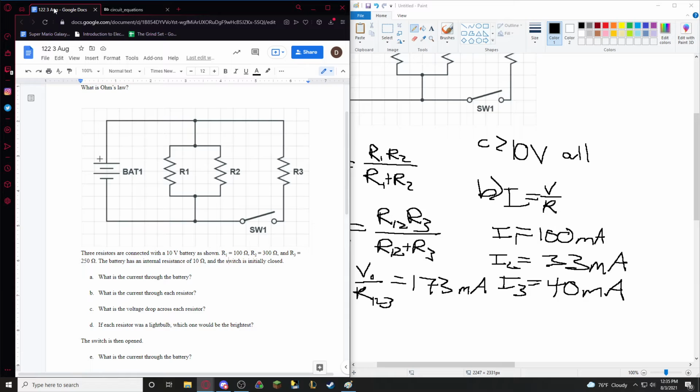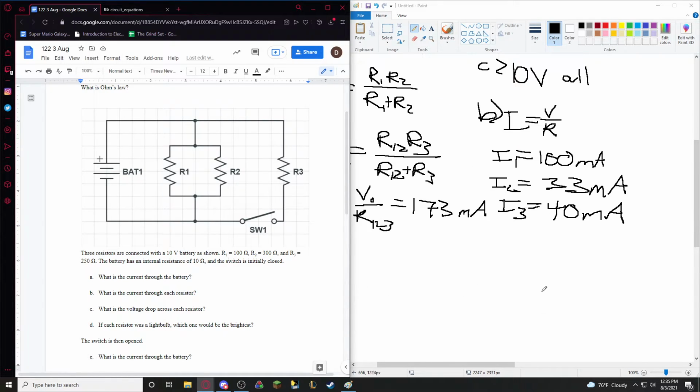So how do you get which one is brightest? It's the power dissipated, right? Yeah. What's the power dissipated? It's equal to V times I, so voltage times current. And R1 has the highest current. And they all have the same voltage drop. So R1 is the brightest. Yeah. Pretty simple.